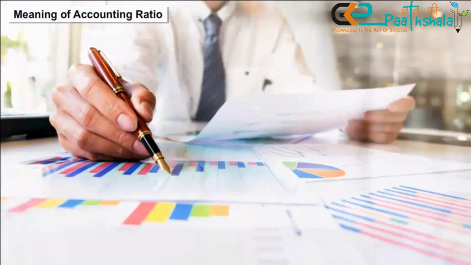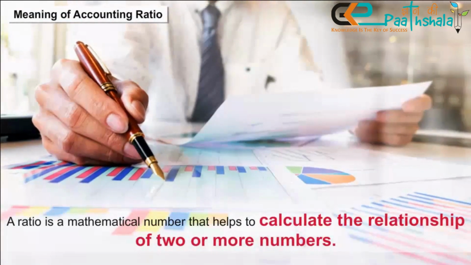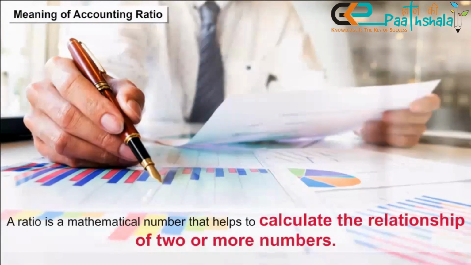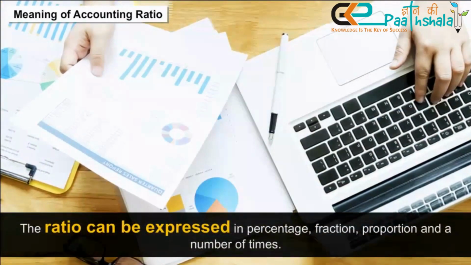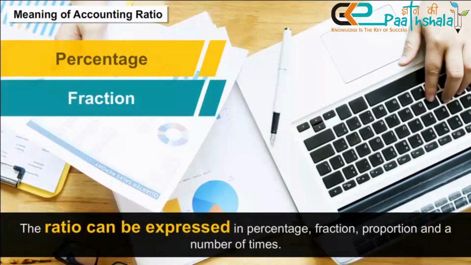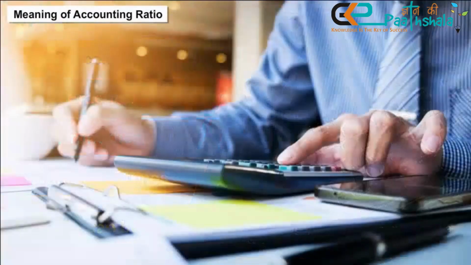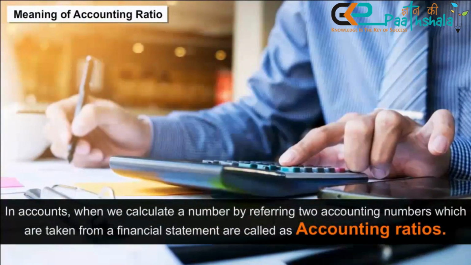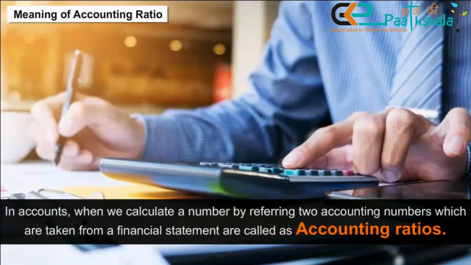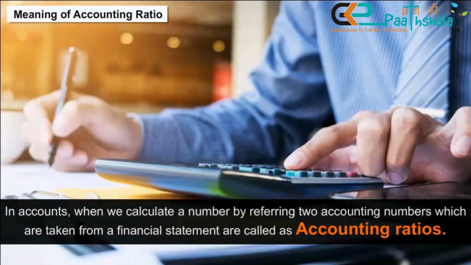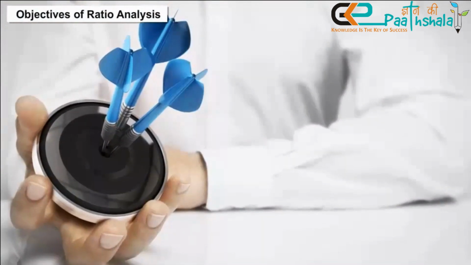Meaning of accounting ratio. A ratio is a mathematical number that helps to calculate the relationship of two or more numbers. The ratio can be expressed in percentage, fraction, proportion, and a number of times. In accounts, when we calculate a number by referring to accounting numbers which are taken from a financial statement, it is called an accounting ratio.